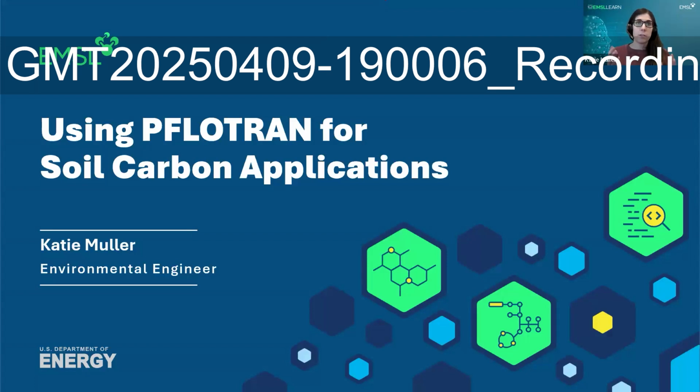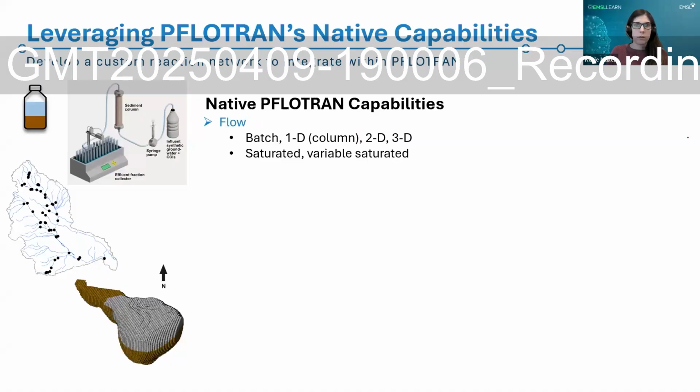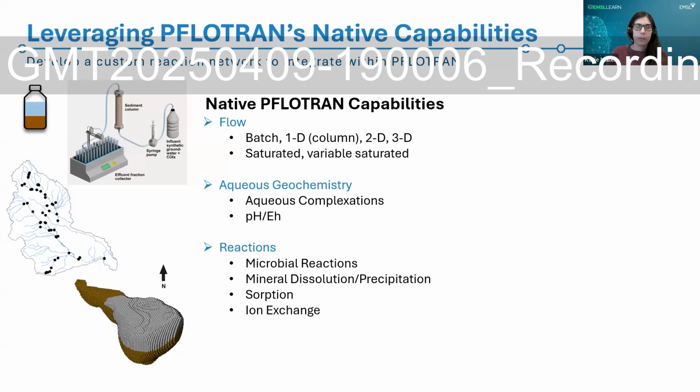So this section's more tailored towards the experimentalists, and I'm really going to be talking about reactions, about how biogeochemical reactions fit in, how we can use experimental data to build and implement reaction networks, and then eventually incorporate those within a larger PFLOTRAN model. So as Glenn illustrated, PFLOTRAN has a wide range of native capabilities. So that includes different flow conditions. So we can simulate 0D batch experiments all the way up to a 3D system, both with saturated and variably saturated flow. There's also extensive aqueous geochemistry that's harnessed in the code through pairing to thermodynamic databases. And then, of course, we have our biogeochemical reactions as well.